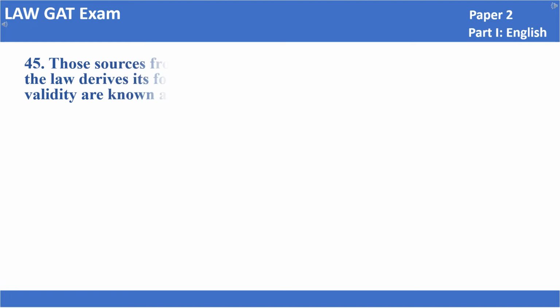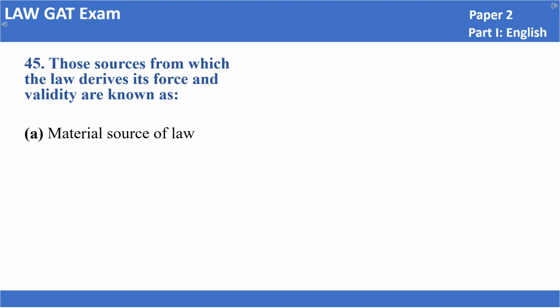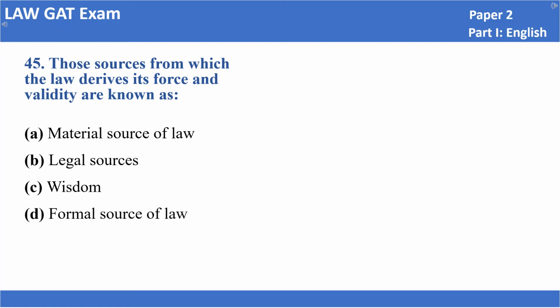Those sources from which the law derives its force and validity are known as option A, material source of law, option B, legal sources, option C, wisdom, or is it option D, formal source of law? The correct answer is option D, formal source of law.